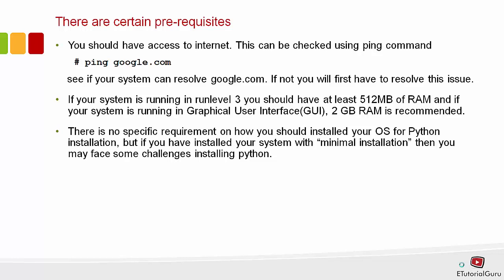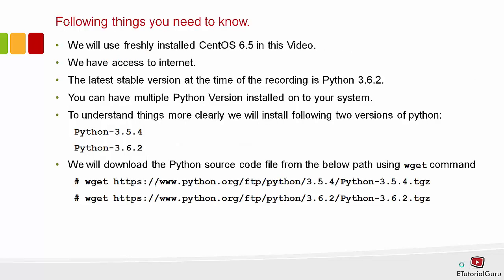If your system is running in run level 3, you should have at least 512 MB of RAM, and if your system is running in GUI, 2 GB RAM is recommended. There is no specific requirement on how you should install your OS for Python installation, but if you have installed your system with minimal installation, then you may face some challenges installing Python. Following things you need to know.